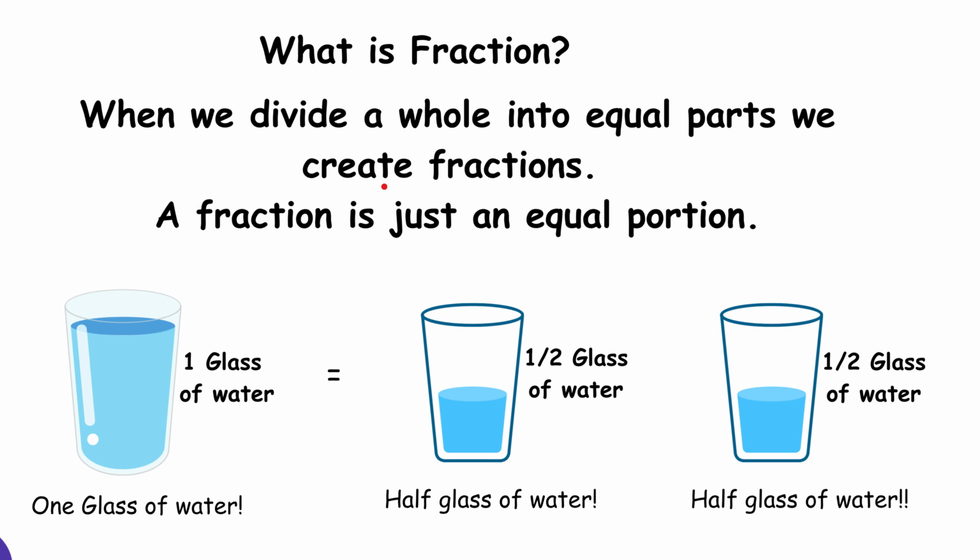When we divide a whole into equal parts, we create fractions. Example, we have a glass full of water, and if we divide that one glass of water into two equal parts, we will get two half glass of water. Half glass of water is a fraction.